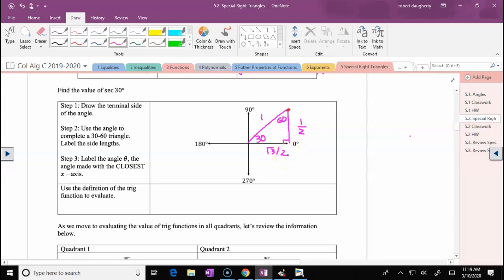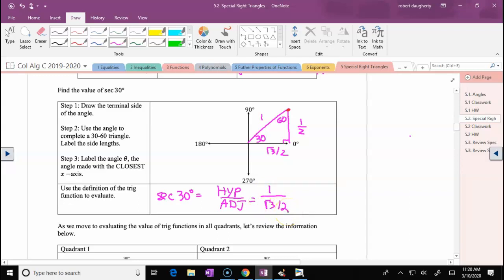The definition of the secant, so the secant of this angle, 30 degrees. So the secant of 30 degrees, the secant goes with which one? Cosine. If cosine is adjacent over hypotenuse, what's secant? Yeah, it's hypotenuse over adjacent. Okay? So just look at your triangle. If I'm looking at 30 degrees, what's the hypotenuse? 1. What's the adjacent? Yeah, square root of 3 over 2.